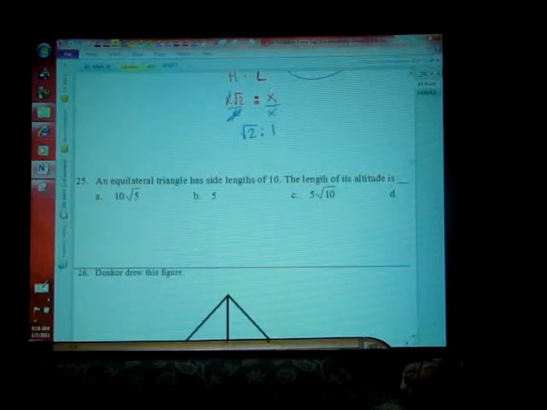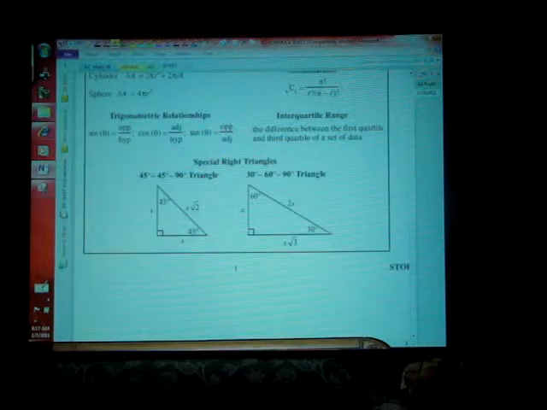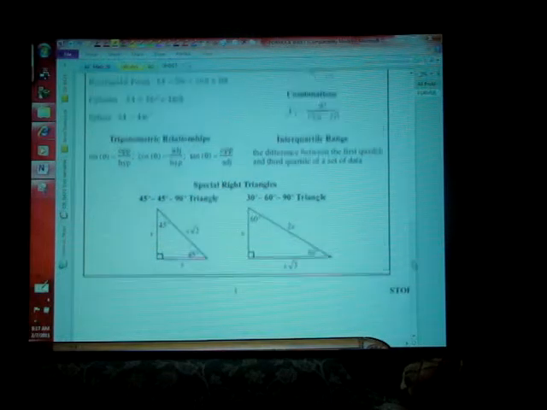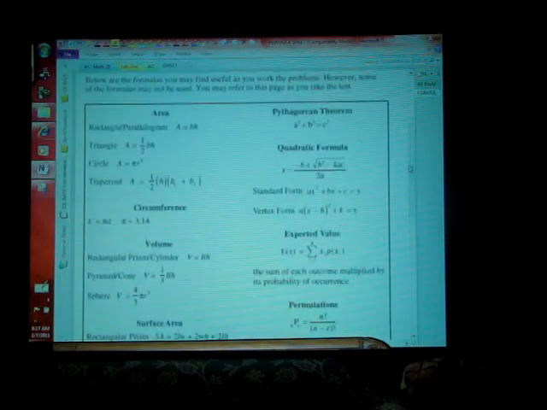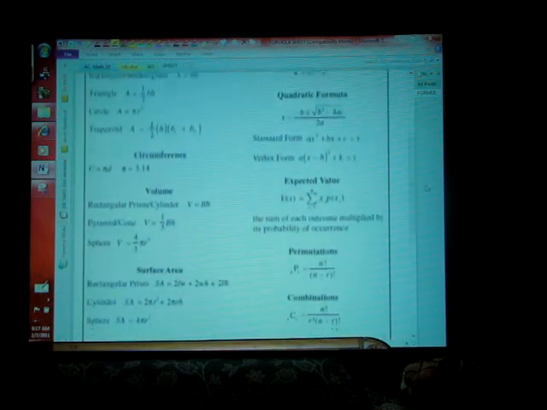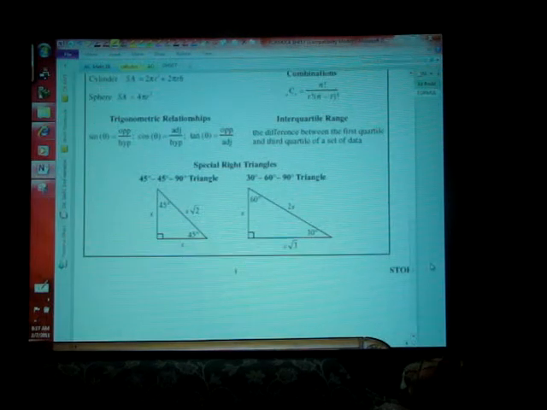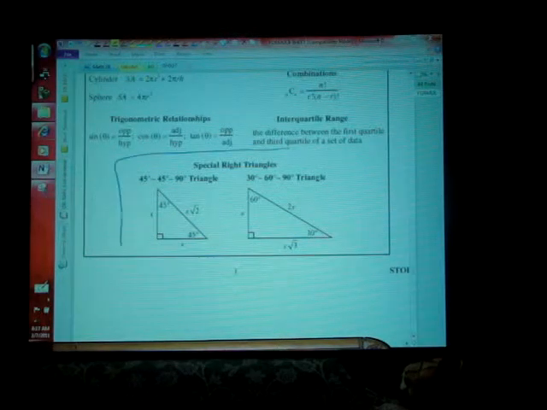Number 25 says an equilateral triangle has a side length of 10. The length of the altitude is blank. First of all, I want to point to this. This is the formula sheet that will actually be your formula sheet that you will find on the Georgia High School graduation test. Okay? This is how it's going to look. And you will notice that you have special right triangles.